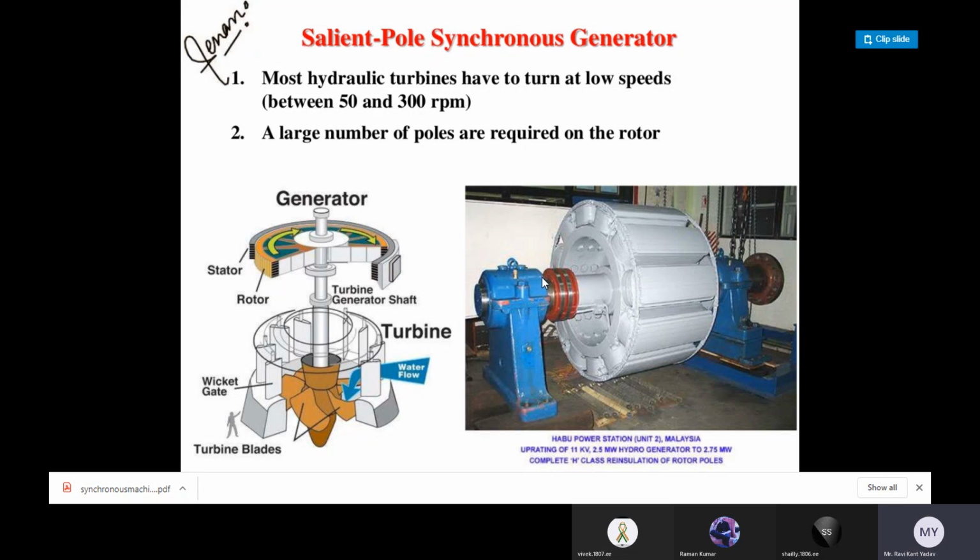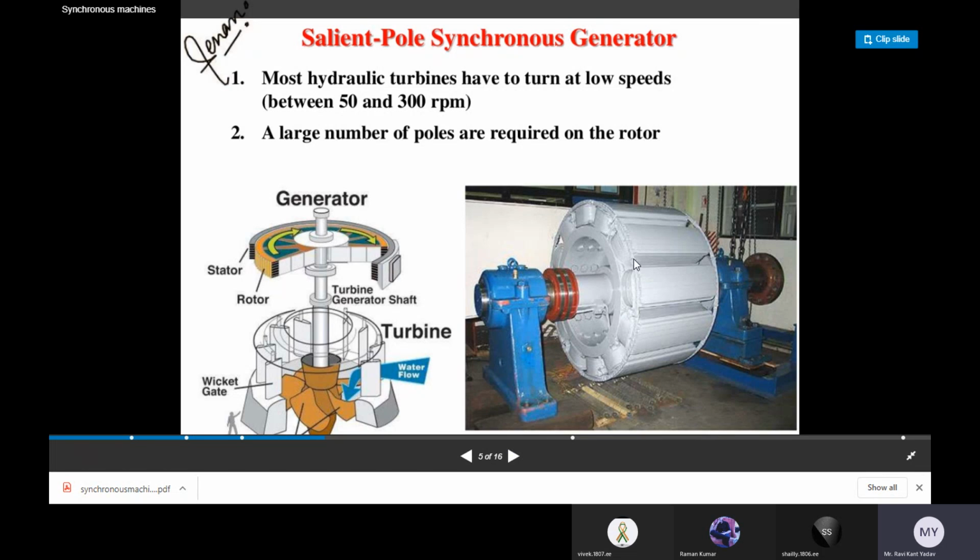And if we are talking about the number of poles, it increases to 2 to 12. But a cylindrical rotor has 2 or 4 poles. Maximum cylindrical rotor having 4 poles. But if we are talking about the salient pole synchronous generator, then it varies from 2 to 12. ठीक है ना? This is the salient type structure.